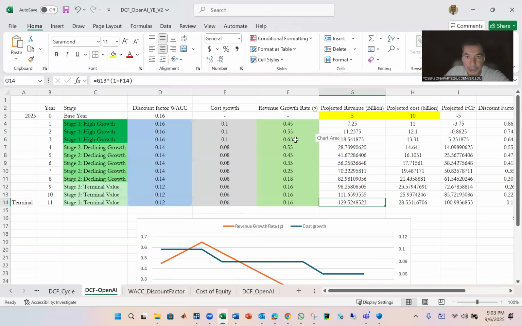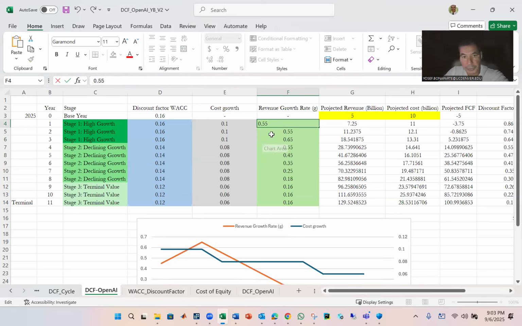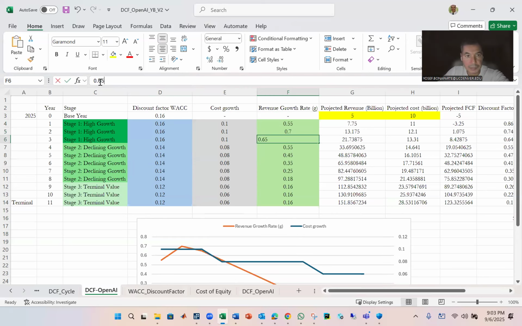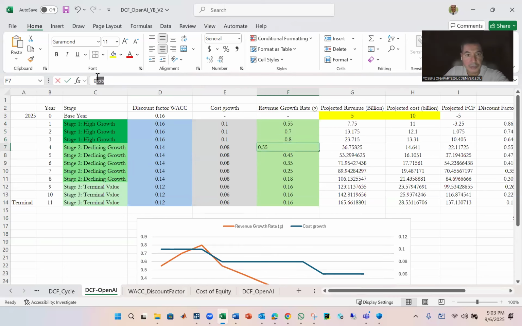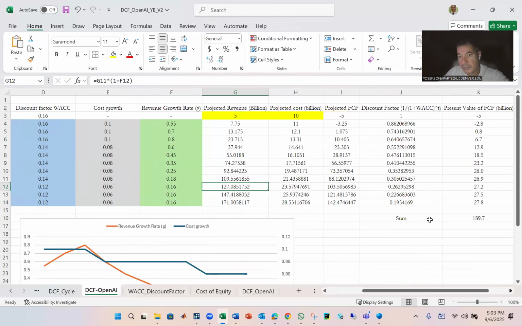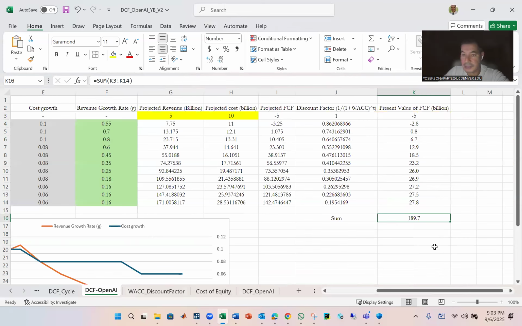Now, some people think it's going to go to 75. So we're going to go to 50 here, 55. Some people think 70, and maybe 75, 80, and then they're going to decline to 60. And eventually the company is going to have a steady state. In this case, ChatGPT will be worth $189 billion or $190 billion.